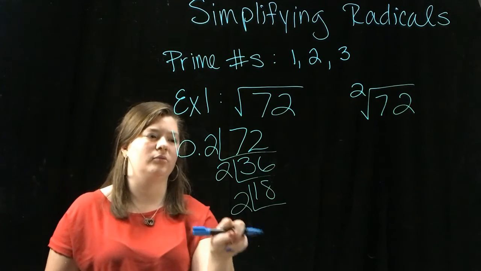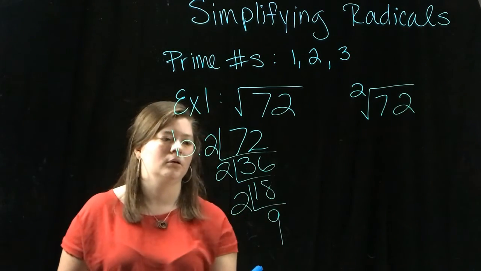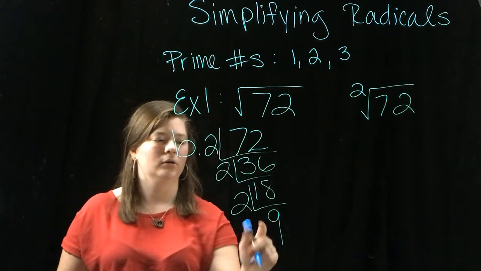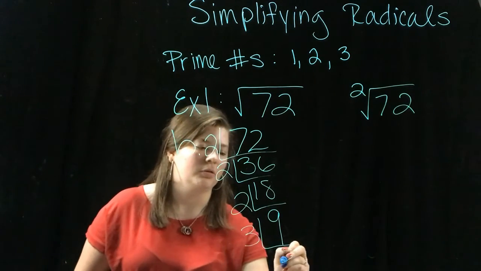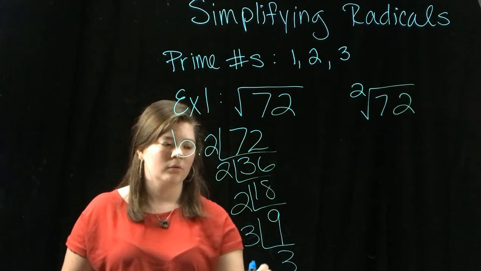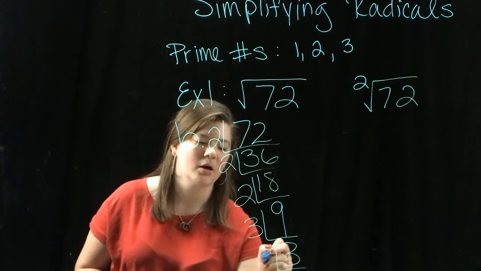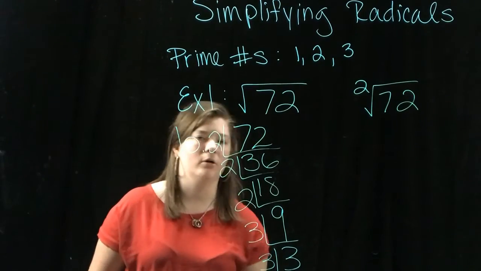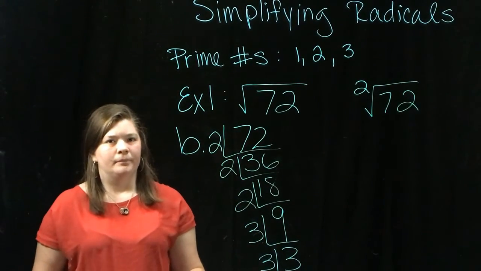Then we can break 18 down by 2 again. And so now we have the 3 2's. 18 divided by 2 gives me 9. And we break this 9 down. 9 divided by 3 gives me 3. And to make sure that we have only prime numbers, we can break this down one more time. Divide by 3, and we have 1, because we want 1 to be our last thing.